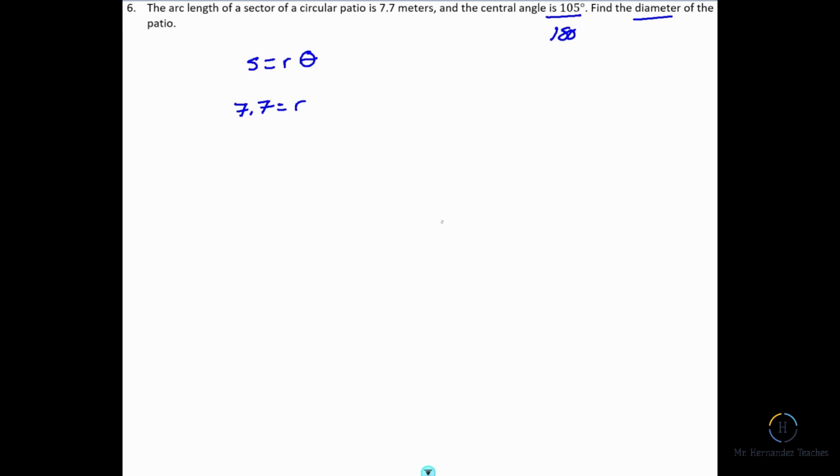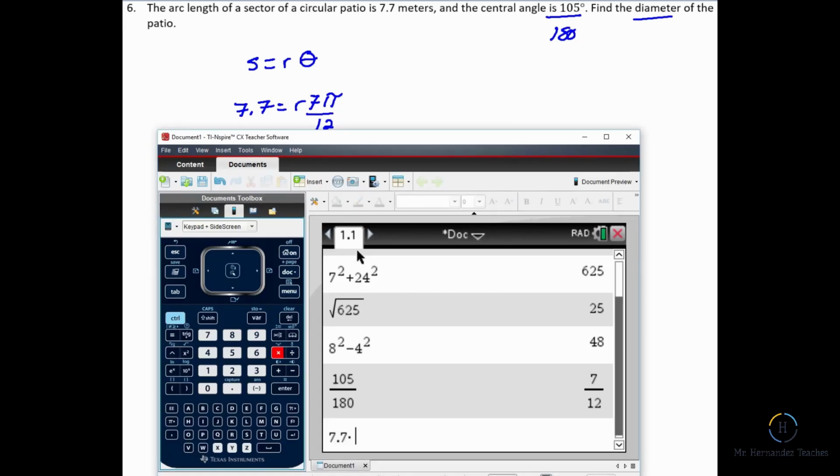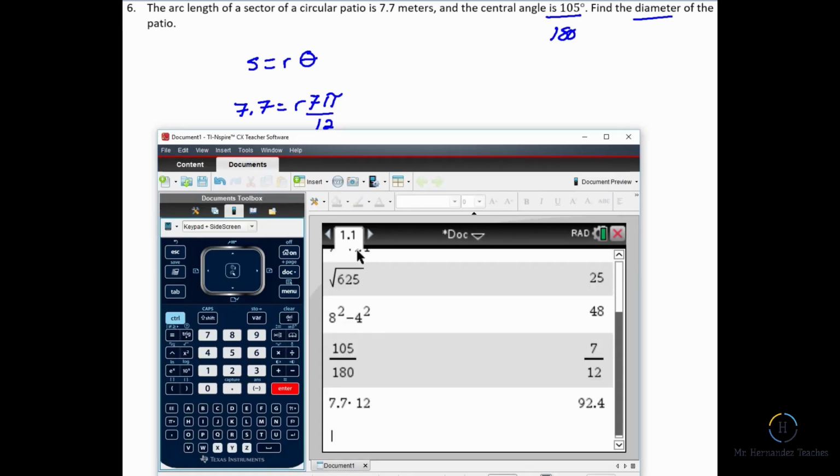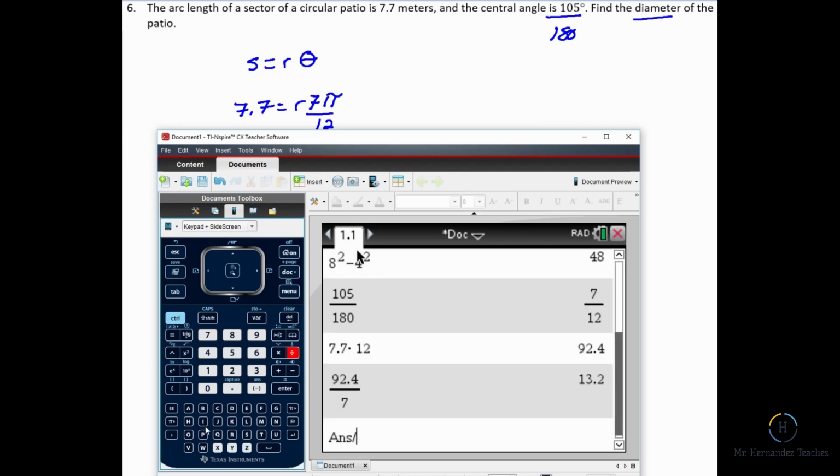7 pi over 12. All right, and we're going to want to solve for the radius and then multiply that by 2 to figure out what the diameter is going to be. So let's see what happens here. We're going to take 7.7 and multiply that by 12, and then divide that by 7, and then divide that by pi.